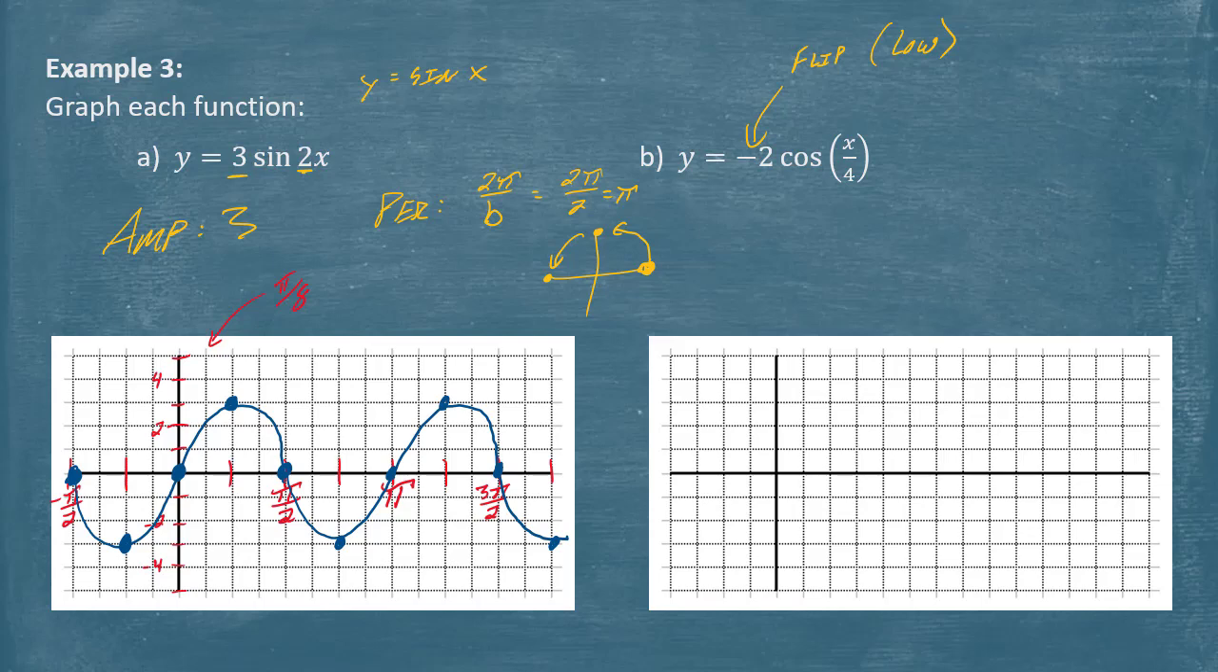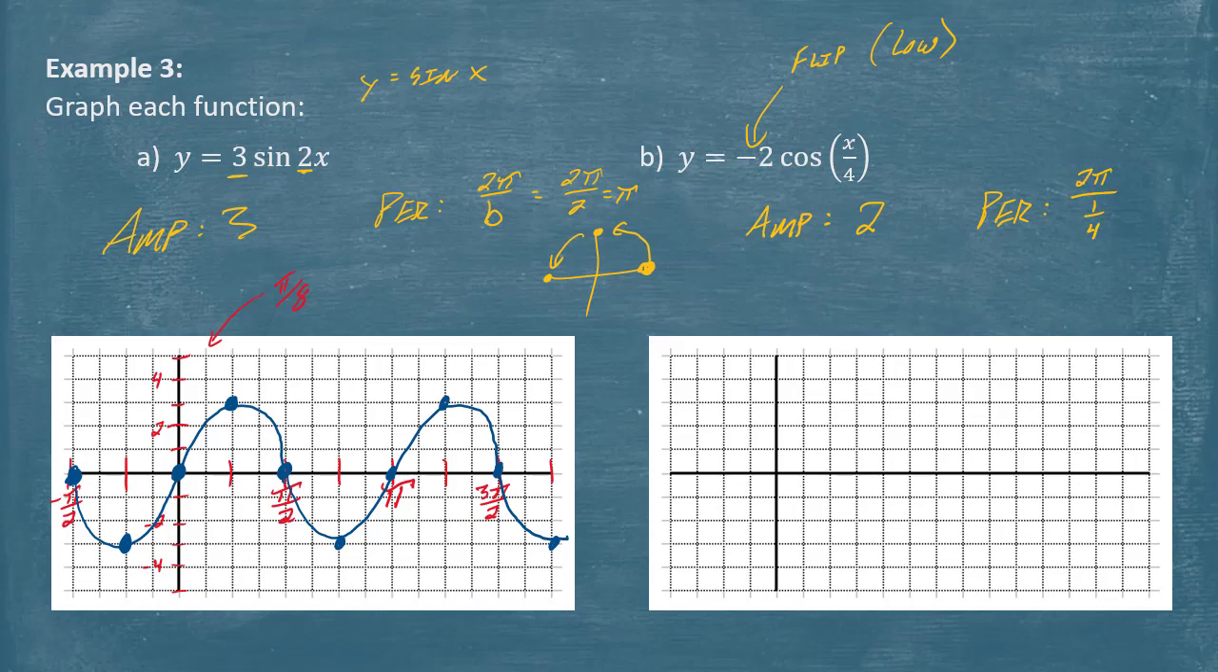Now as far as the labeling of things, I probably need to figure out what my amplitude is. Well, my amplitude is just that number in front, which is a 2. And again, amplitude is a distance, which is why it's a positive 2, not a negative 2. The only thing we're really thinking about with that negative is the fact that it makes our graph upside down. Period in this case is going to be 2 pi divided by that b value.